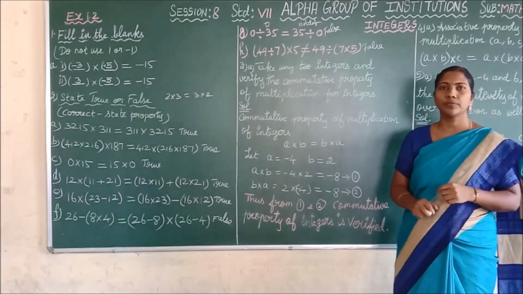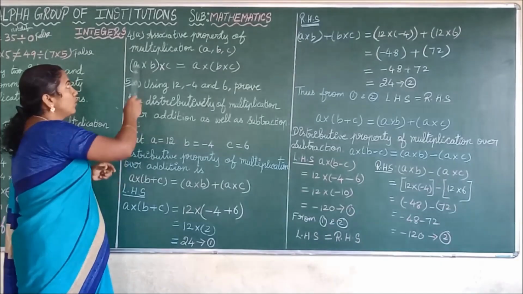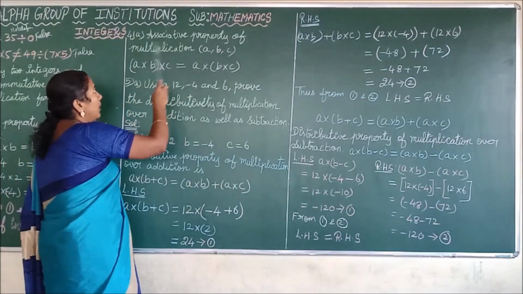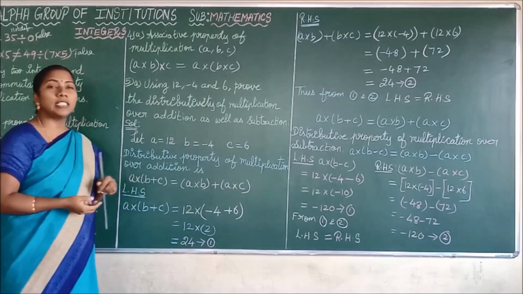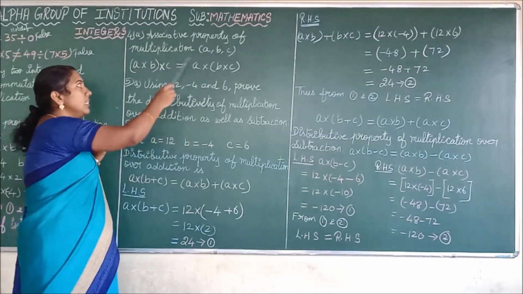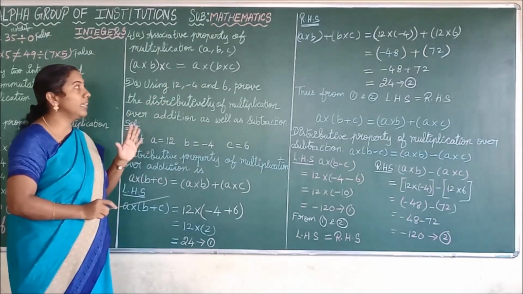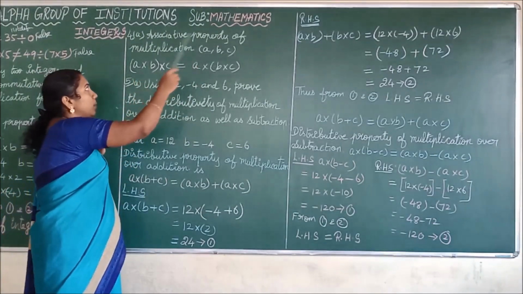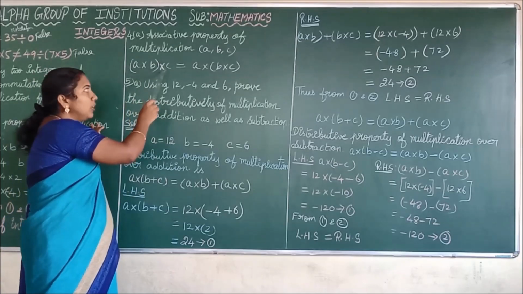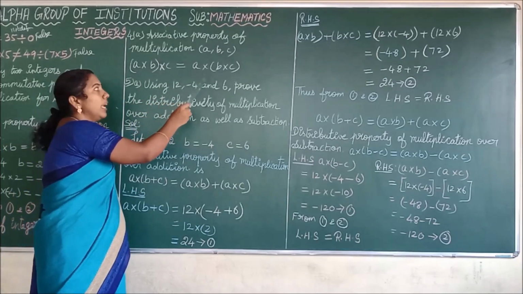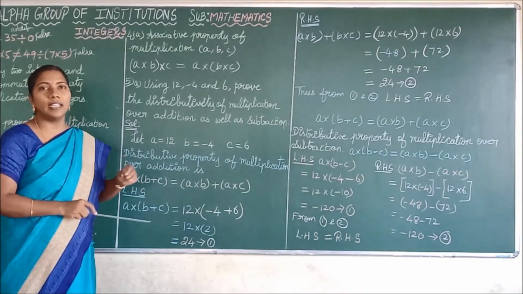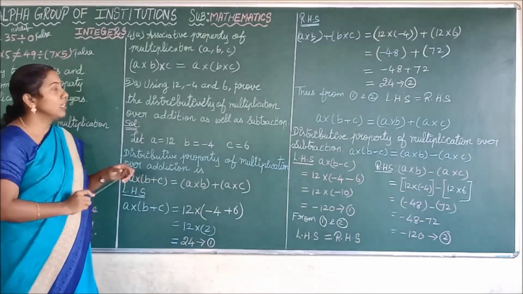Have you got it, children? See the fourth question, children. This is also your homework sum. Associative property of multiplication. That is, they are asking to state the associative property of multiplication. Taking the integers as a, b and c, you just write it like this. Associative property of multiplication of integers is a into b into c is equal to a into b into c. That is, the answer is, you just write the statement. Okay, is it clear? See the next sum.